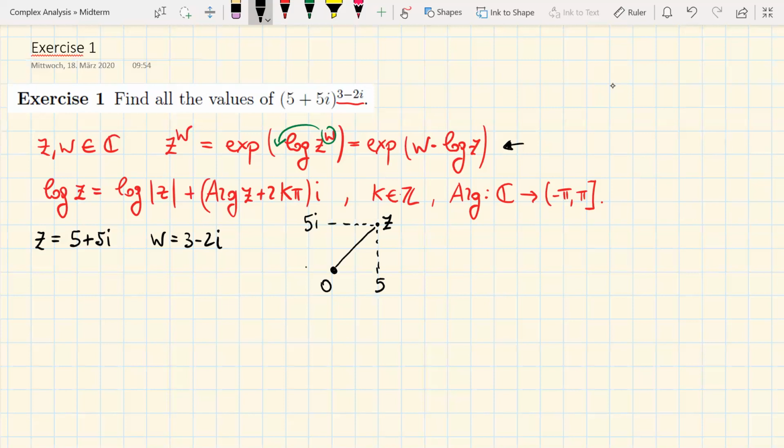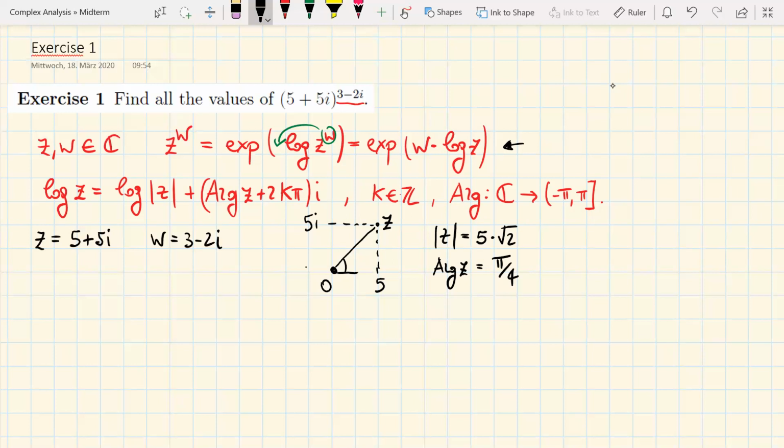So we see here that the norm of z is equal to 5 times square root of 2. And the argument of z is basically this angle, and this is half of the right angle, so it's π over 4.